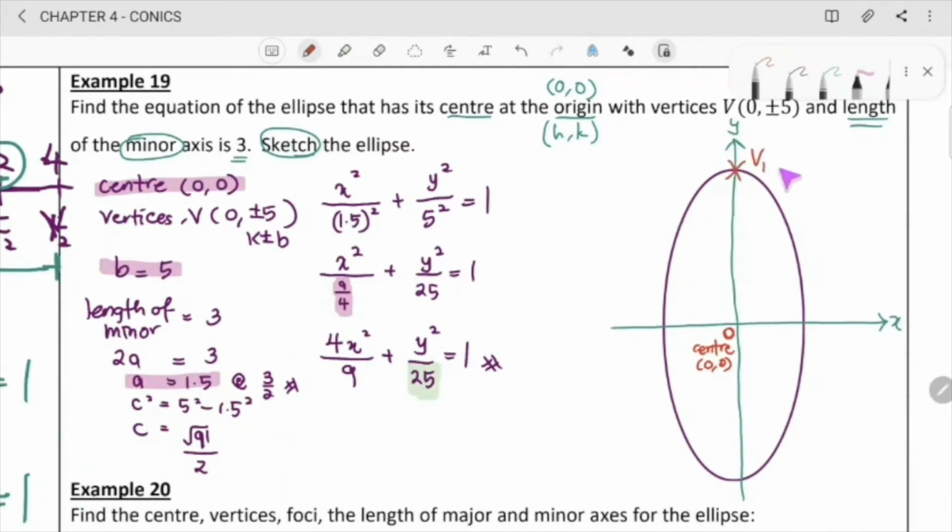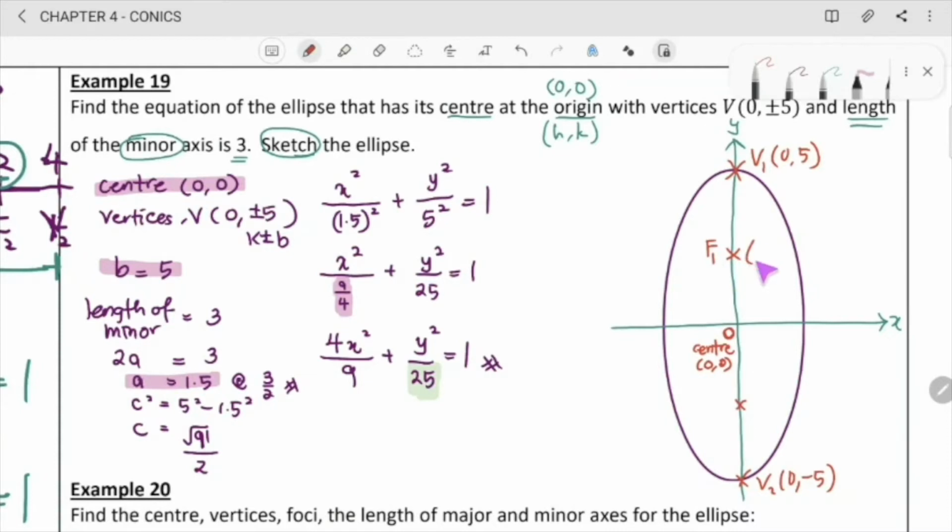We label it V1, because the major vertex is (0, 5), since the center to here is a length of 5, and we have V2 at (0, −5) at the bottom. So we are going to have those coordinates. You must label all the vertices, foci, and center. Now we find the foci. They must be in the middle between the center and the vertex. We have the value of c, so it's going to be plus or minus c from the center. So here, let's say F1.